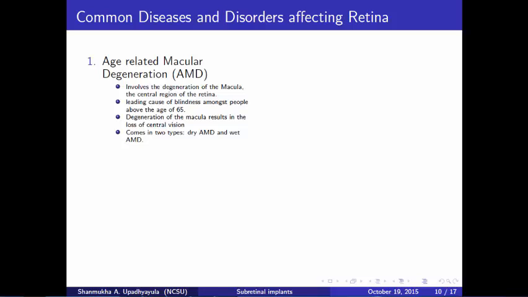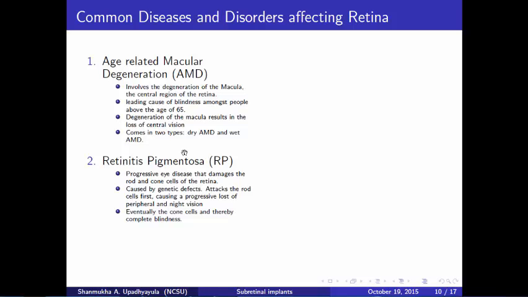Now, having discussed the anatomy of the human eye, we now talk about common diseases and disorders affecting the retina and thereby inhibiting the human vision. The first commonly known disease is age-related macular degeneration, which involves the degeneration of the macula, which is the central region of the retina. This is a leading cause of blindness in people of age groups above 65 years, and the degeneration of the macula basically results in the loss of central vision. This is presented in 2 types, which are dry AMD and wet AMD.